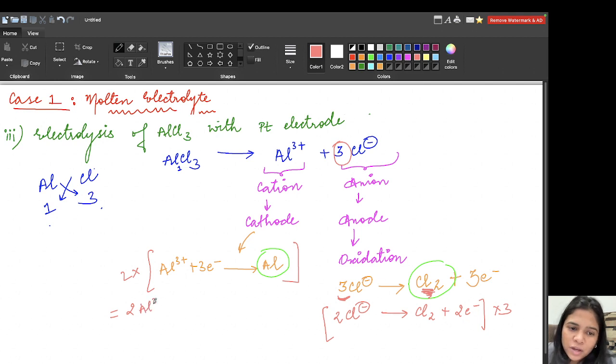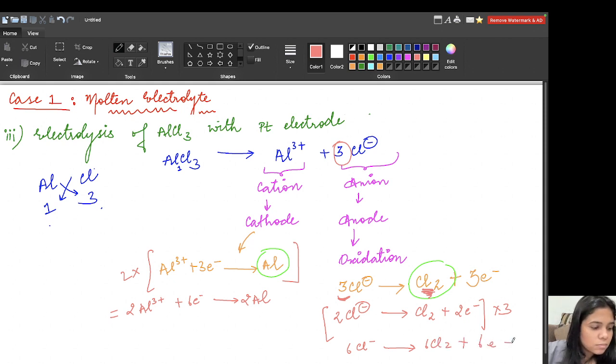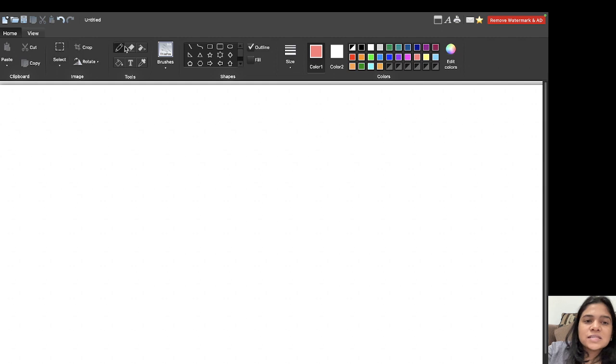So this will be 2Al3+ plus 6 electrons giving you 2Al. And this one will be 6Cl minus giving you 3Cl2 plus 6 electrons. Okay, so what are we getting here? We are getting aluminum, same thing only, but to maintain the stoichiometry we are doing this. Chlorine is liberated at anode and aluminum is liberated at cathode. So this was your case 1 of molten electrolyte. You're just melting the electrolyte, nothing else, no water, nothing. Then now we jump to case 2.